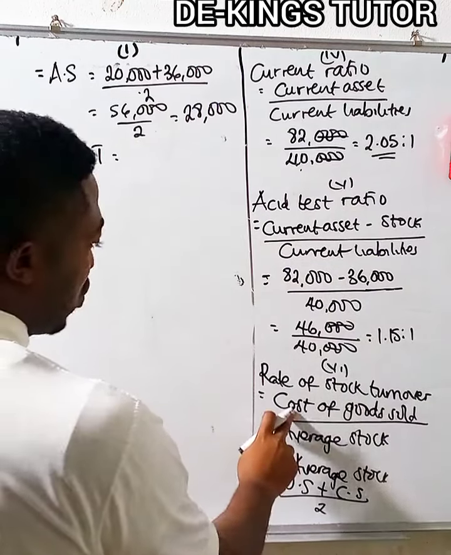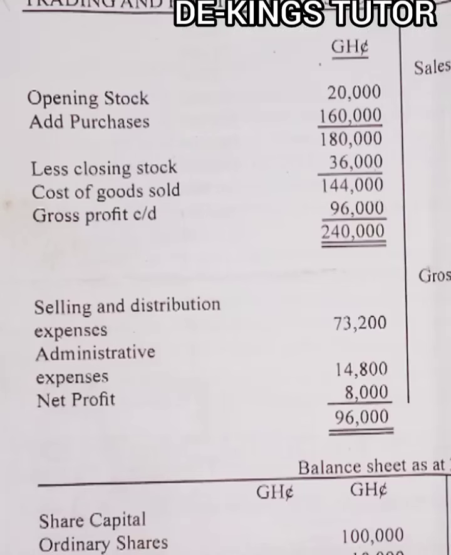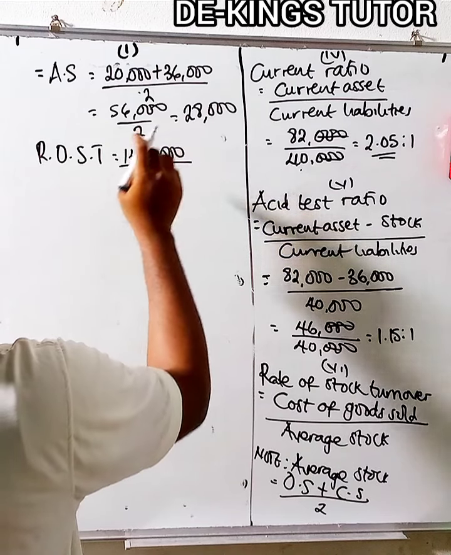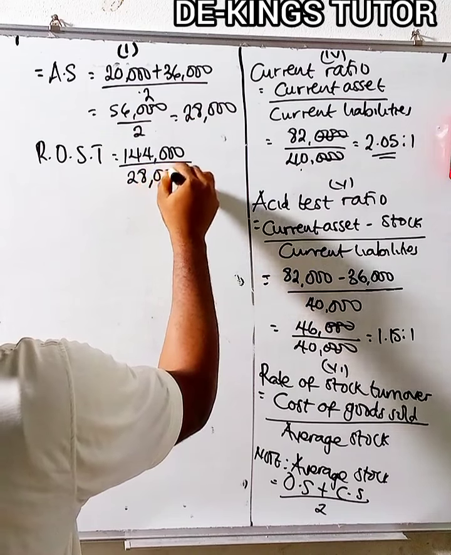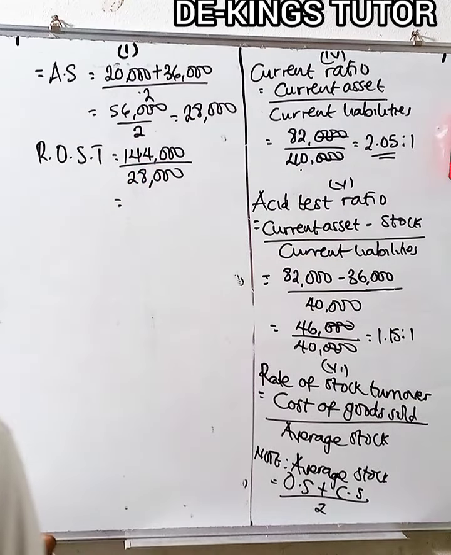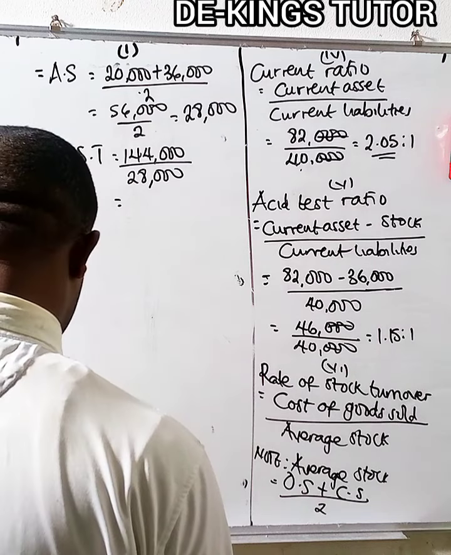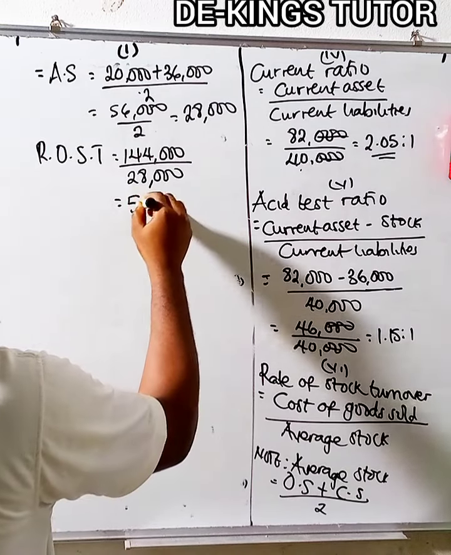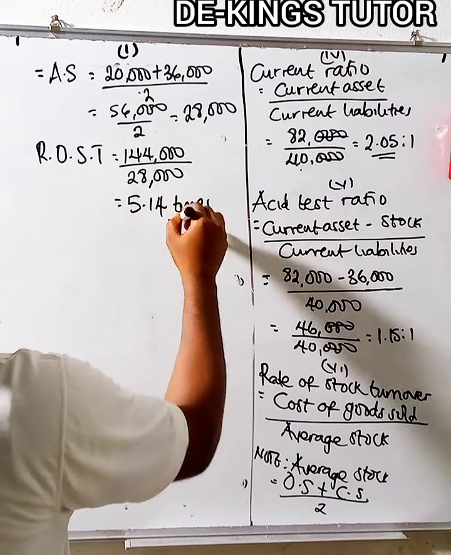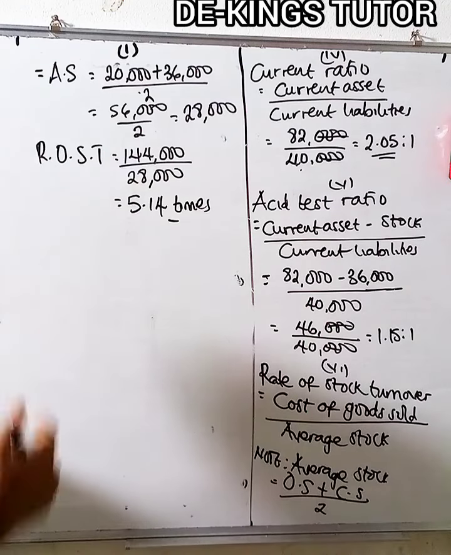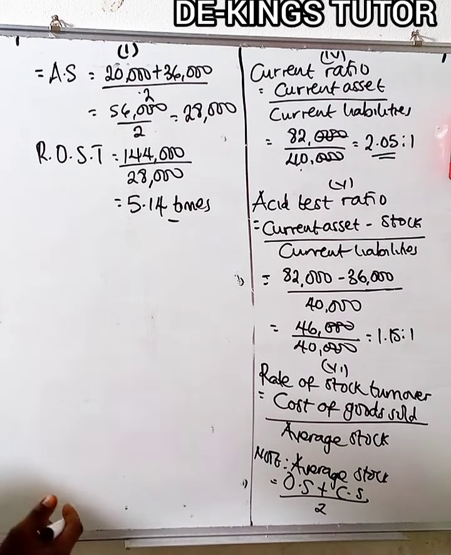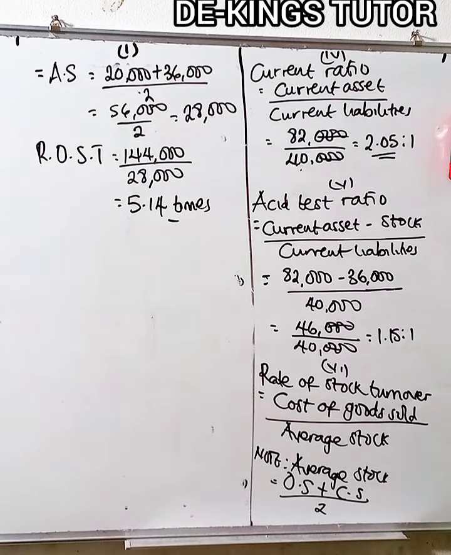Now let's get the rate of stock turnover. Now what is the cost of goods sold? Checking the question there, the cost of goods sold is 144,000. So that is 144,000 divided by average stock of 28,000. Okay, so 144,000 divided by 28,000 will give us 5.14 times. That's approximately 5 times, because for the rate of stock turnover we're looking at how many times. So that is the rate of stock turnover.